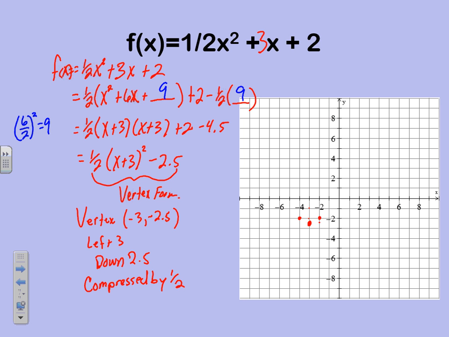If I go to the right twice, parent function says go up 4 times. Well, that means now I'm only going to go up half that. So go to the right twice, go up 2 times. And same thing here. If I go to the right 3 spaces, parent function says go up 9. Well, now it says only go up 4.5 spaces. So 1, 2, 3, 4.5. And there's my confirmation that we're graphing it correctly, is saying that we're hitting the y-intercept there.